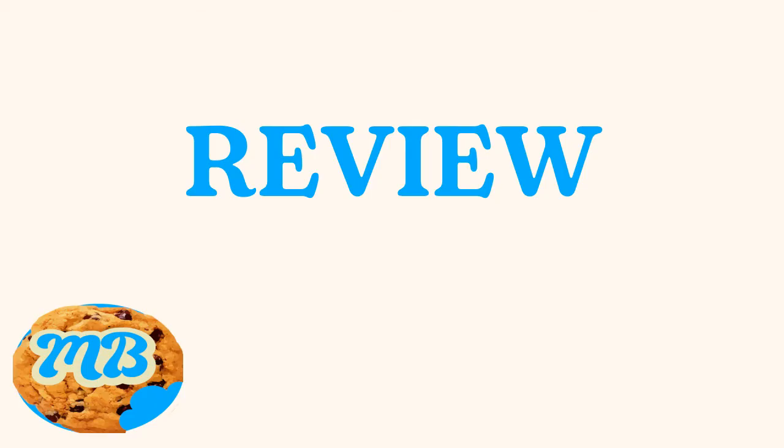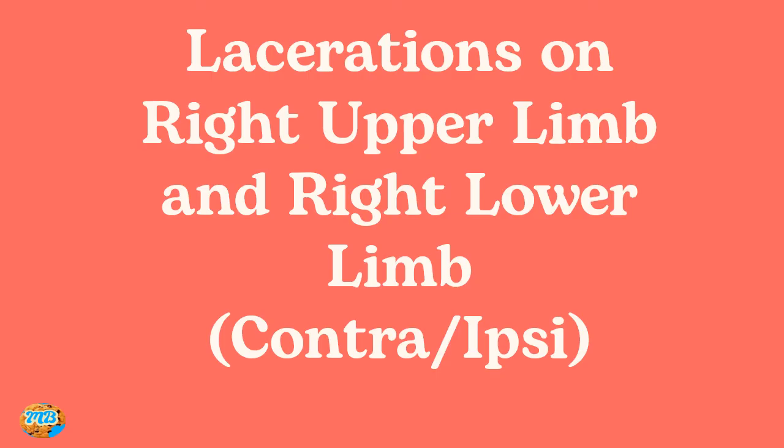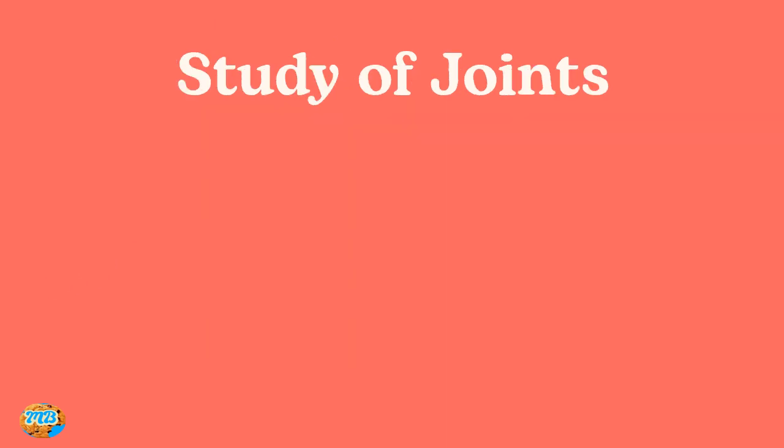Now it's time to review. So what I'll do is read the concept out loud, and you can pause and answer the question as fast as possible. And when you want to hear the answer, just unpause. Let's start. Lacerations on the right upper limb and right lower limb. Are they contralateral or ipsilateral? Since they're both on the right side, they are ipsilateral.